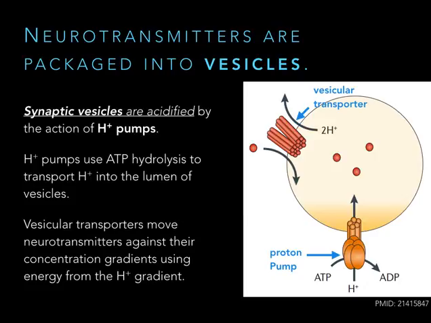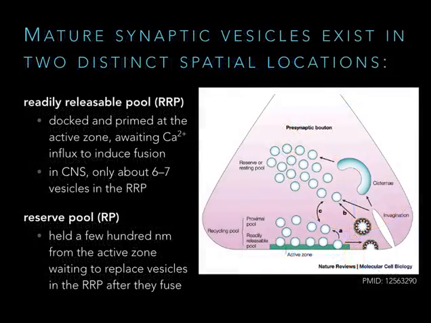Okay, so we fill our neurotransmitter vesicles up, and then we need to get them to the right location. Once they are mature and full, they're going to exist in really two areas. There's the readily releasable pool, and then there's the reserve pool. The readily releasable pool would be those vesicles that are near the active zone and are ready to be released. They're just waiting for a little bit of calcium to come in, as you'll see. So when we fire the action potential, calcium is going to rush in, and those vesicles in the readily releasable pool will fuse. At least a couple of them will, somewhere around 2 to 3, depending on the synapse.